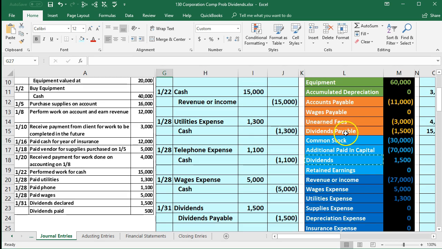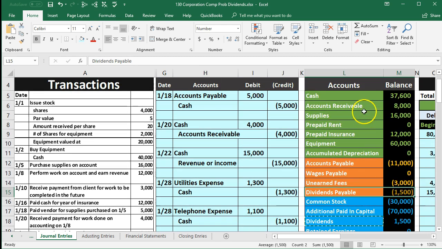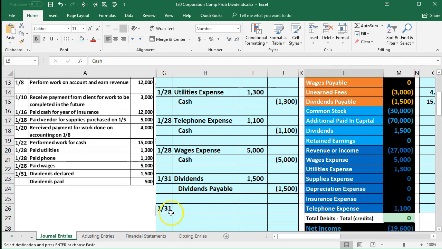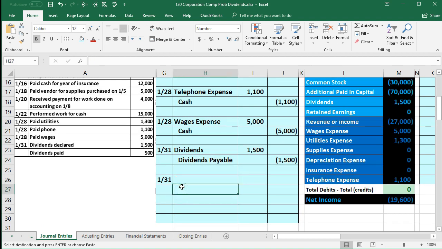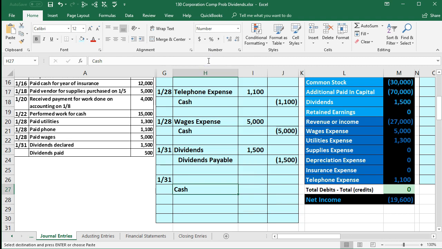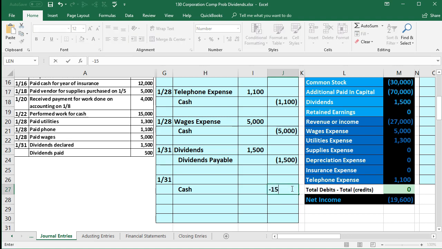So now, of course, we have this payable, and we're going to pay it out. Here's the cash. We're going to make it go down because we're going to pay out the dividend. So we're going to copy cash. Scroll down to the bottom. Underneath the date, in cell H27, right-click and paste 1, 2, 3. Then we'll go to the Home tab, Alignment, Increase Indent, probably already done for you. We're going to credit it for 1,500.